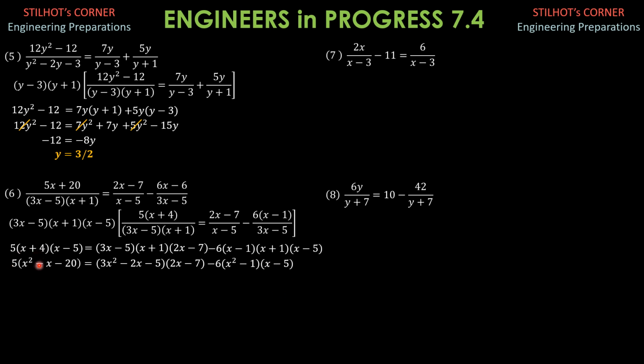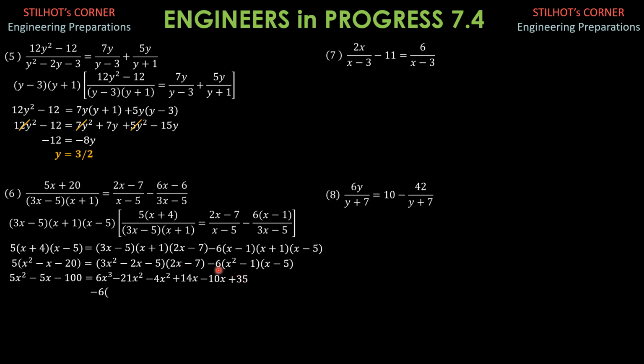So then distribute. So we have 5x squared minus 5x minus 100. Then equals 6x cubed minus 21x squared. Then minus 4x, negative 2x and 2x. Then negative 2x, negative 7, positive 14x. Then negative 5 and 2x, negative 10x. Negative 5, negative 7, positive 35.